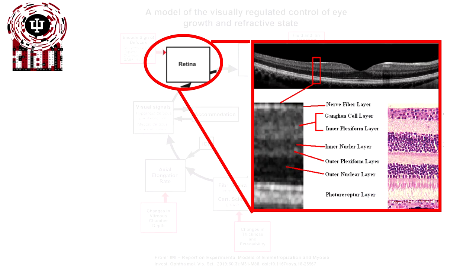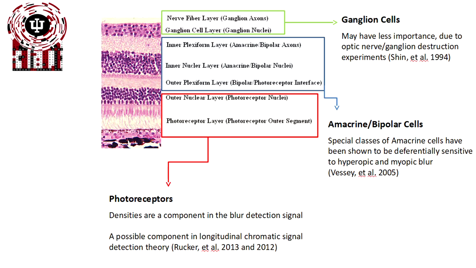Ultimately, these biological molecules come from the actual retina. They have to be detected by that retina and then sent out through the rest of the eye. Let's look at some layers of the retina and how they might actually be involved in the process. We're not really confident that ganglion cells right now play an important role in emmetropization. And that's largely because we know we can cut the optic nerve, destroy those cells, and the eye still responds to growth properly.